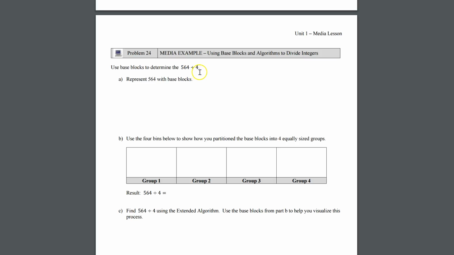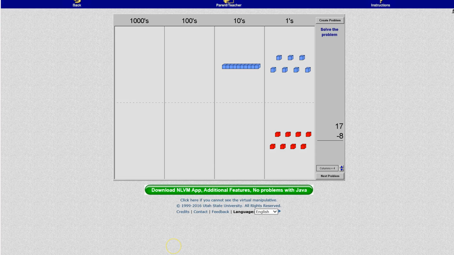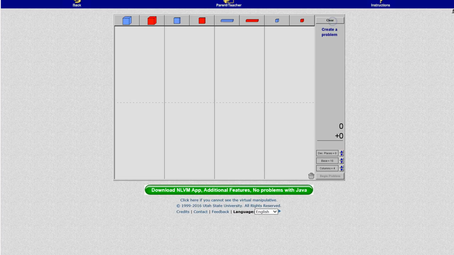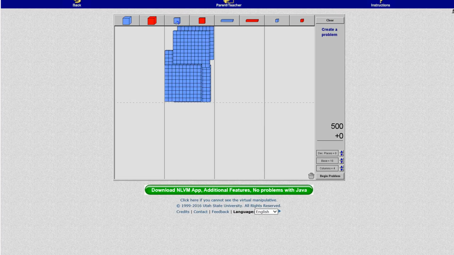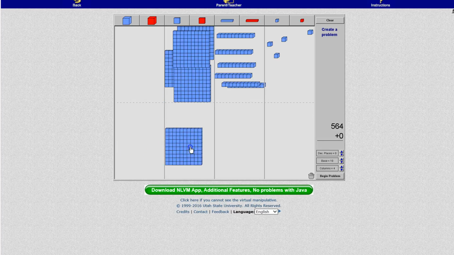This type is actually using the fair sharing model with base blocks to divide, and you could do both types. This one says represent 564 with base blocks, and then sort them equally into these 4 bins, dividing by 4. Let's look at that real quick. We have 1, 2, 3, 4, 5, 1, 2, 3, 4, 5, 6, 1, 2, 3, 4. This isn't set up to do this problem, but you'll get the idea. I'll think of these as the 4 bins. So the idea, oh, it's not going to let me move them.